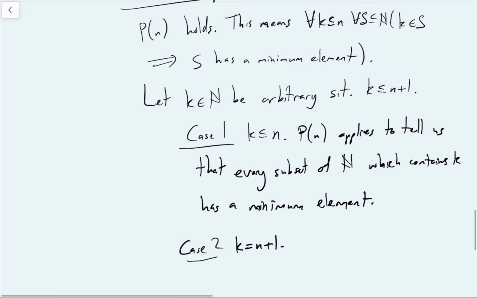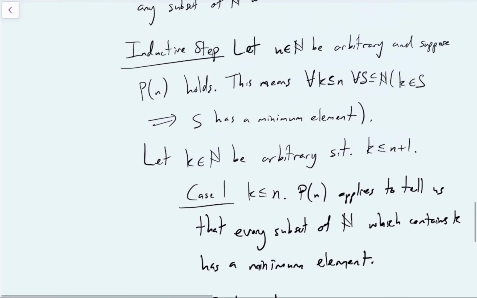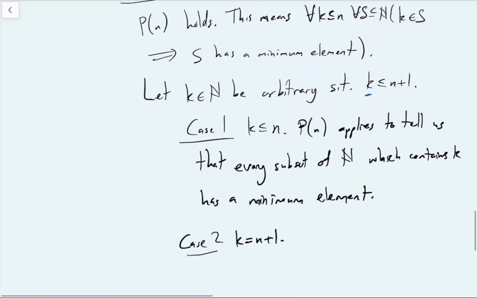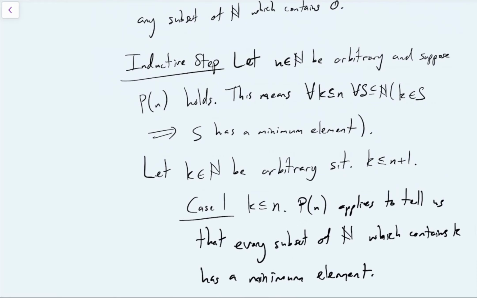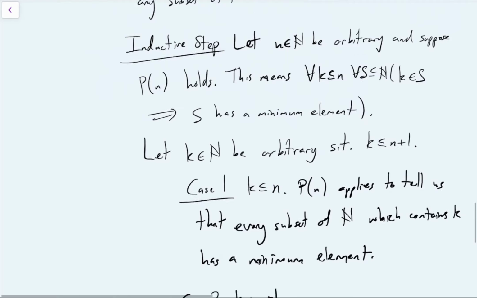So in this situation, I want to prove that p of n plus 1 is true. And remember that p of n plus 1 is this statement here, but where I sub in an n plus 1 for this n. I chose a particular k, and this k turned out, in case 2, to be n plus 1. So now what I'm trying to prove inside case 2 is that every subset of n which contains n plus 1 has a minimum element, which I'll do now.